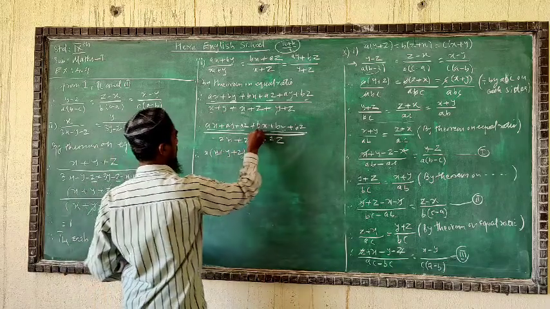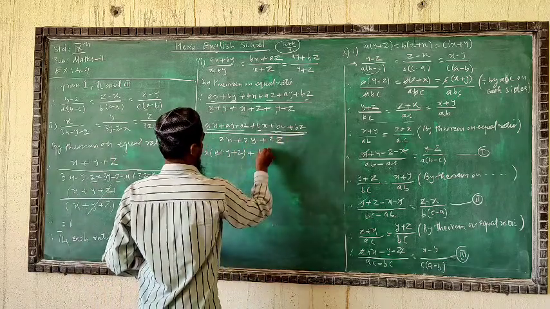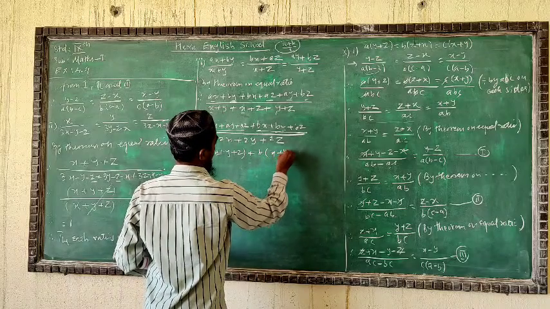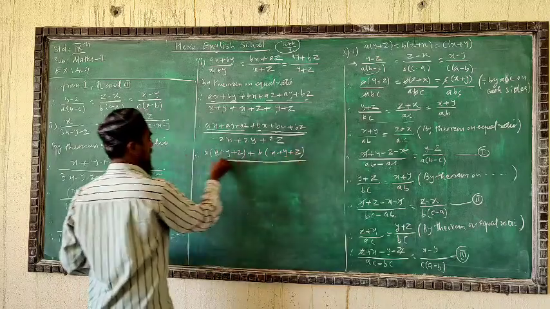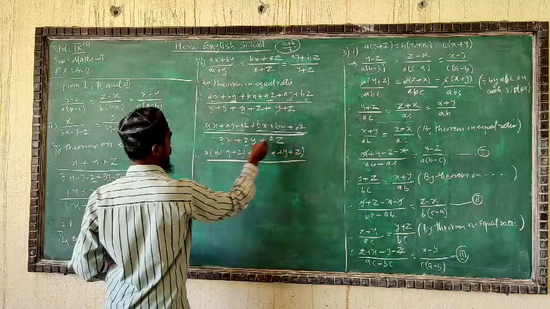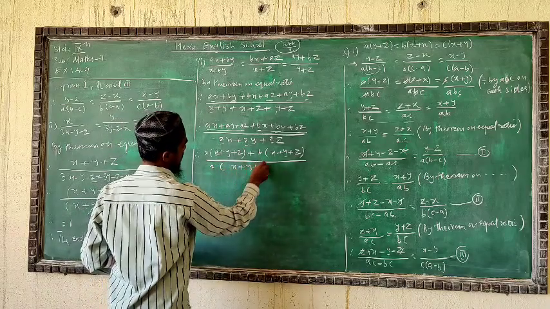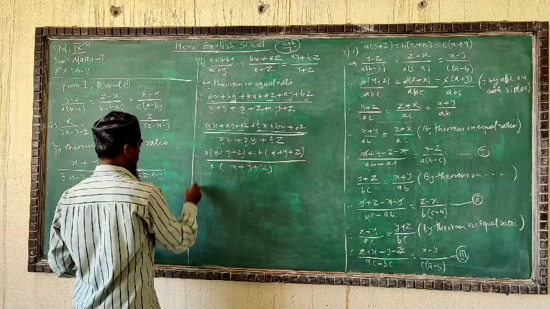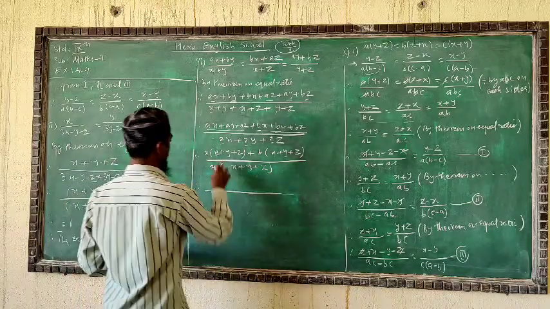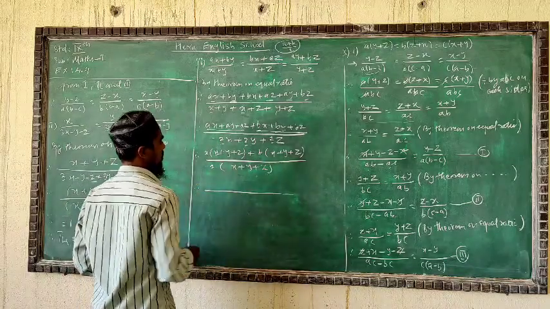Here I am taking b as common. You will get x plus y plus z inside the bracket here also, and downside we have the same 2, 2, 2, so we will take 2 as common. You will get x plus y plus z downside as common. From the numerator, see very well, x plus y plus z is the same in both.